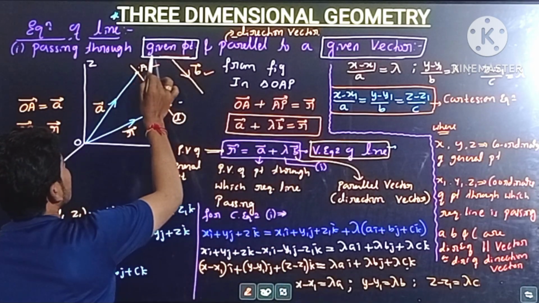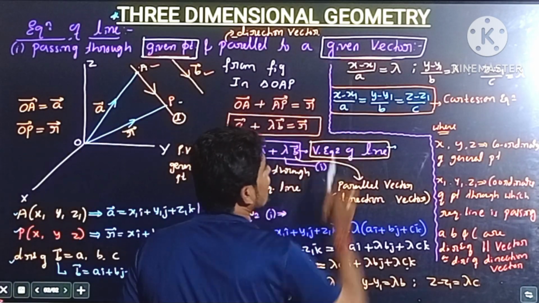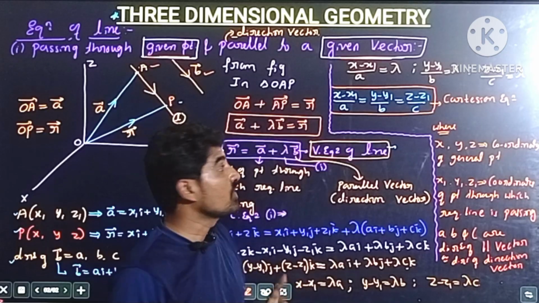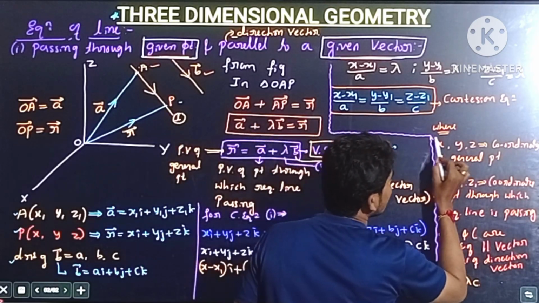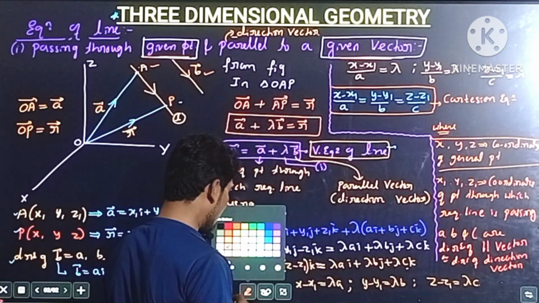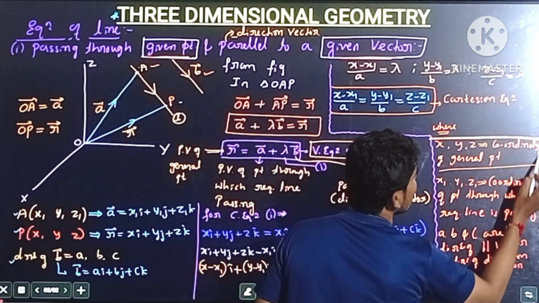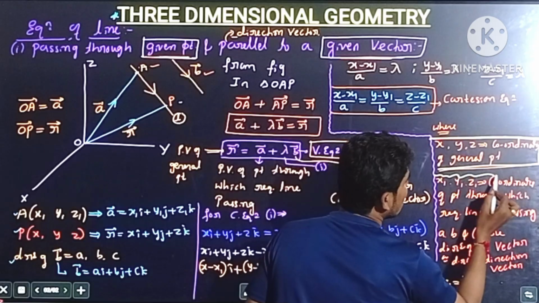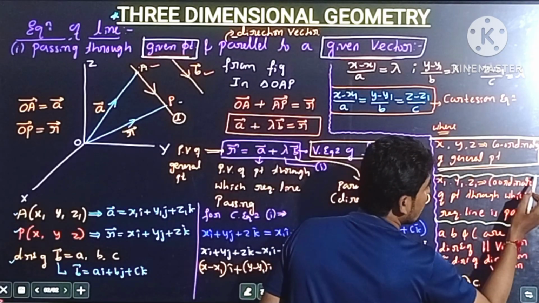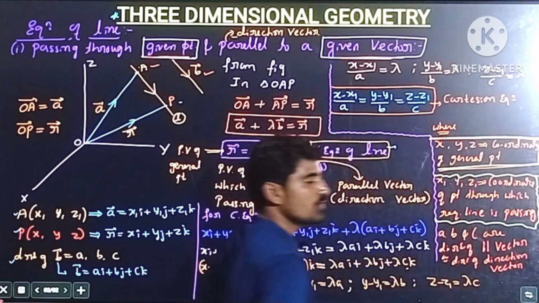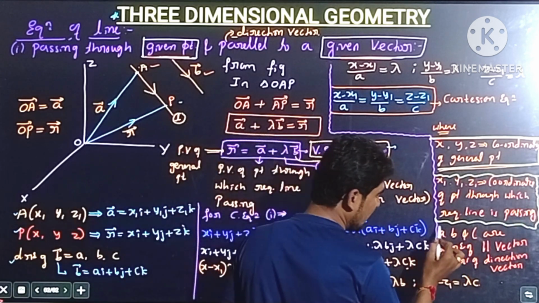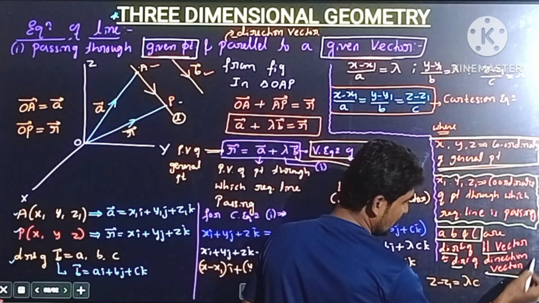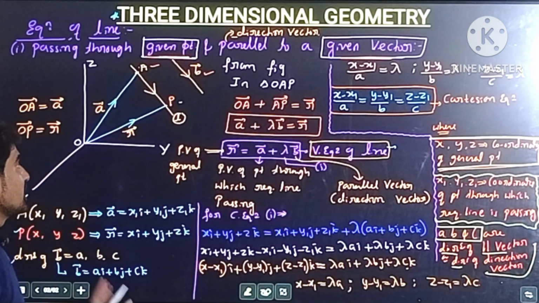And the Cartesian equation of the line passing through the given point and parallel to the given vector is x minus x1 by a equals y minus y1 by b equals z minus z1 by c, where x, y, z are the coordinates of the general point on the required line, x1, y1, z1 are the coordinates of the point through which the required line is passing, and a, b, c are the direction ratios of the parallel vector or direction vector. I hope all of you understood this.